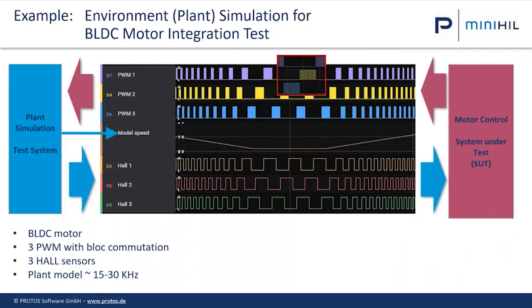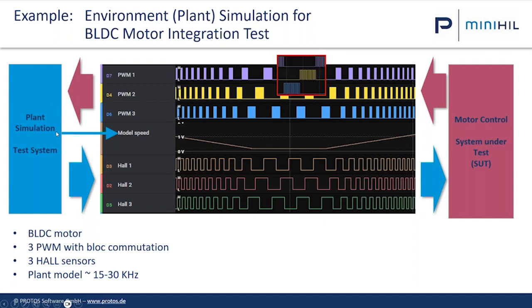An example for a motor control system for a plant simulation would be, in this case, a BLDC motor with 3 PWMs and block commutation. In one direction, the motor control generates PWMs to control the motor, to stimulate the motor. And now, if you do not have a motor on this side, the motor control does not work. So you don't even get to the state where you actually can test something. So you need either a motor or a plant simulation.